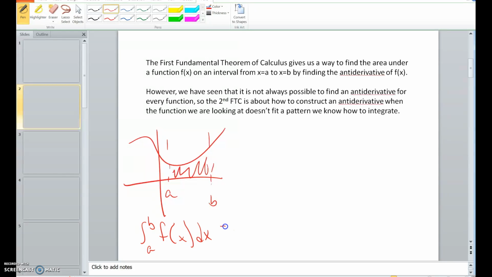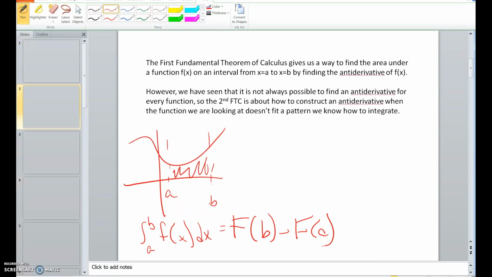And the first fundamental theorem of calculus tells us that if we can figure out the antiderivative of little f, let's say it's big F, then we just evaluate the antiderivative at b and then subtract the antiderivative evaluated at a. So the area under a curve is the net change in the antiderivative.